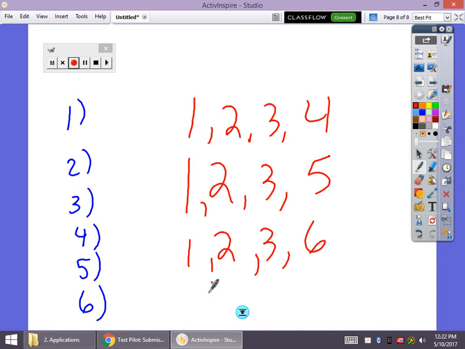What happens if I pick 6, 2, 3, 1? Is that different from this choice here? No. So that's why we throw out duplicates, because this one and this one are answering the same exact 4 questions. So with combinations, we have to get rid of duplicates, okay? Did that make sense?